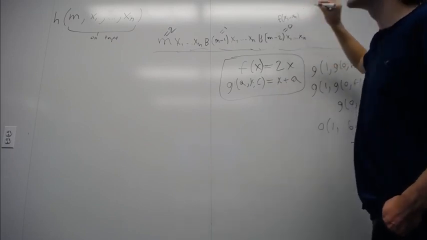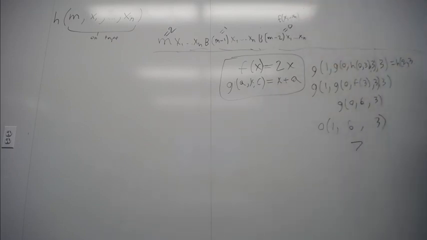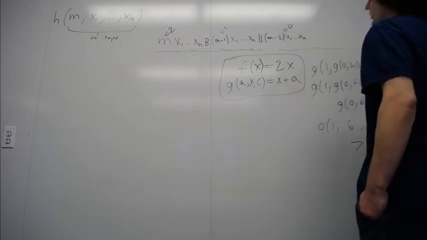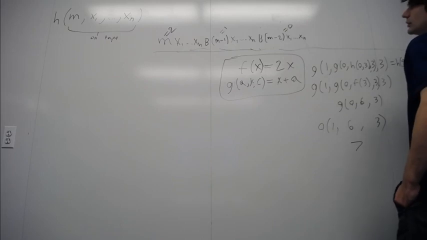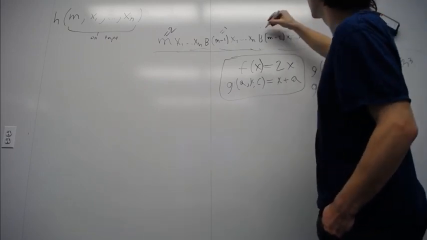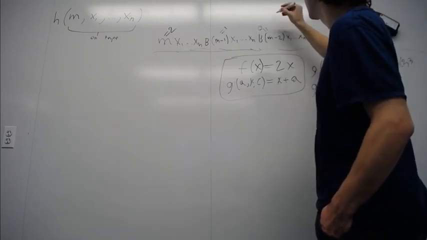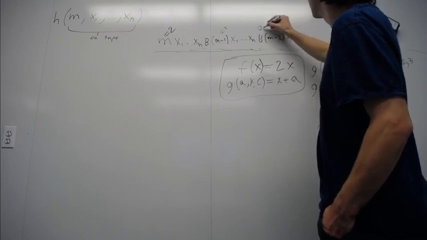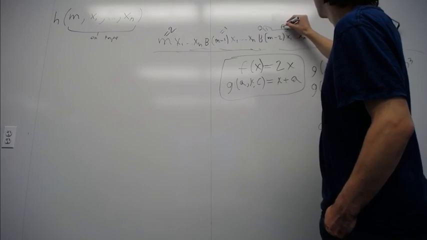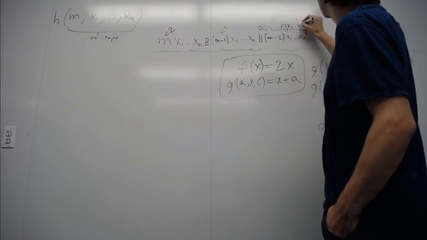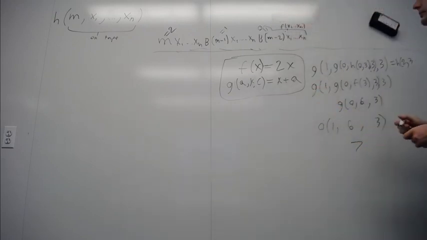Is that off camera? Almost. Bring it down a bit. Okay, better idea. Do equals 0 over here. And this whole thing is f of x1.